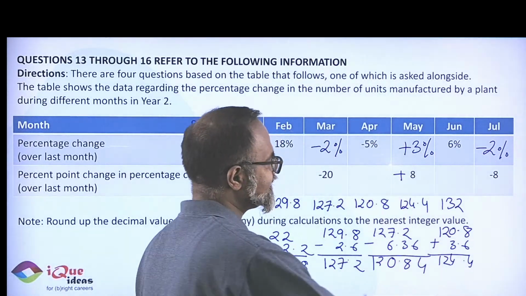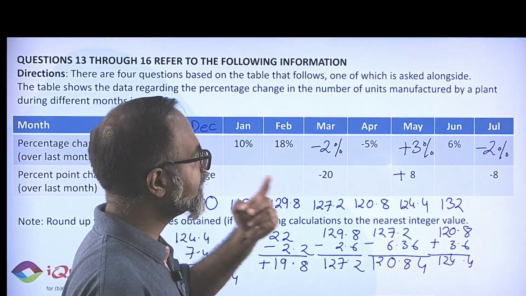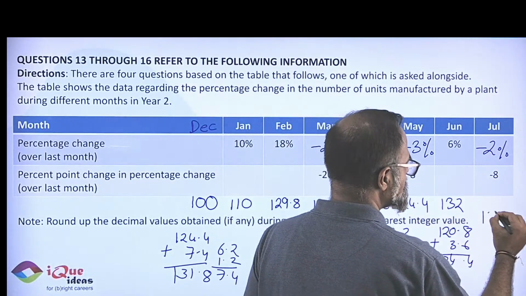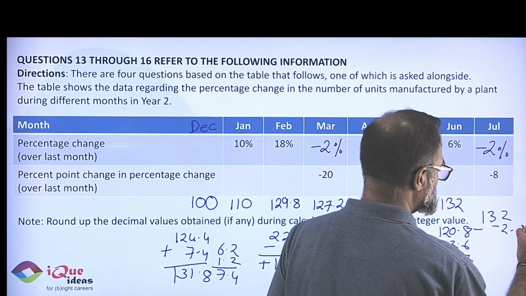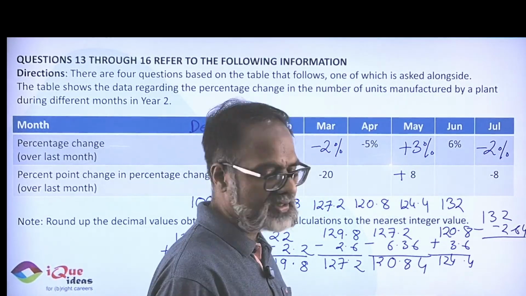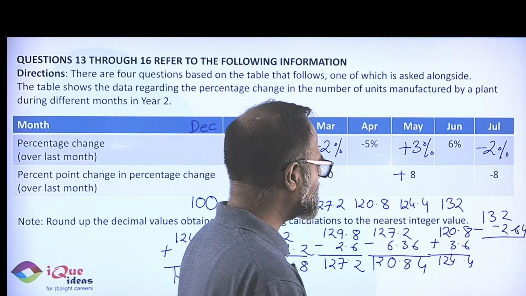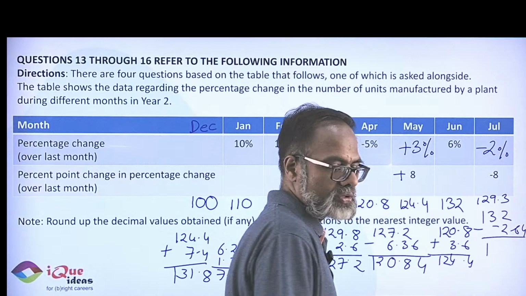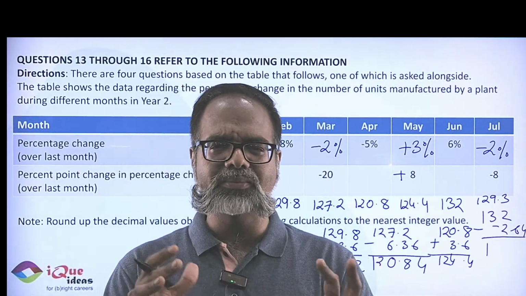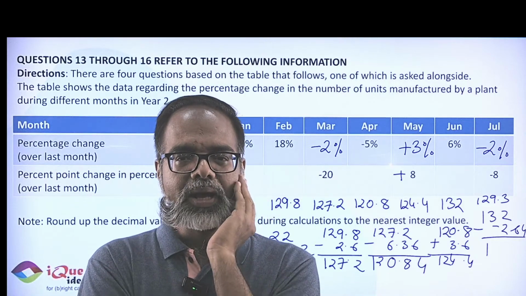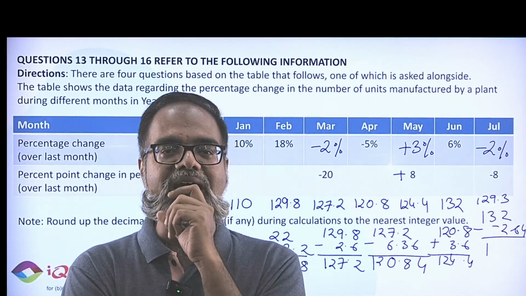And then 2% decrease over that. So 1% is 1.32, 2% is 2.64. So 132 minus 2.64. So that will give me 129.36 approximately, right? 129.3. Let's keep it as 129.3. So these are the round figures. I'm not going beyond one decimal point, right? If necessary, I'll do it. But quickly, I calculated the values of all this.